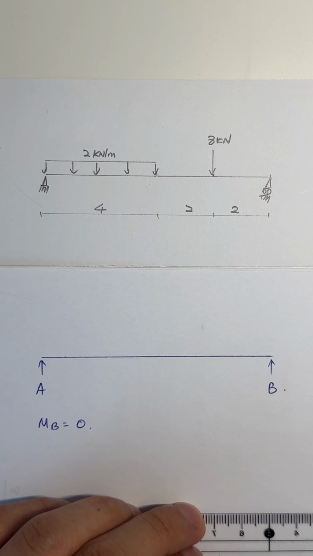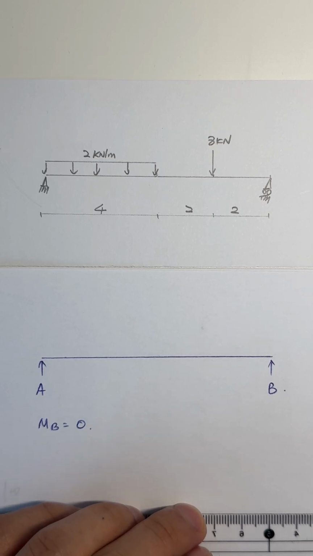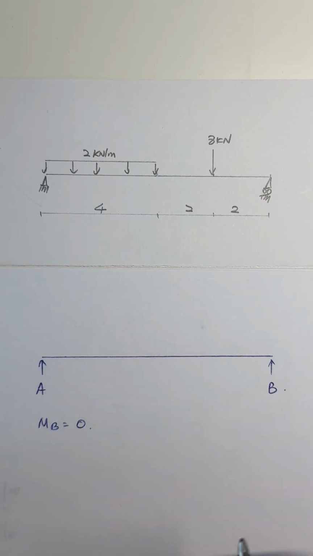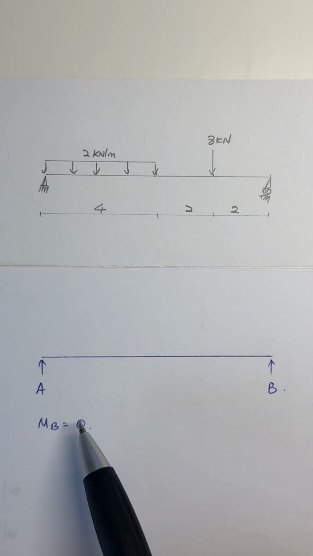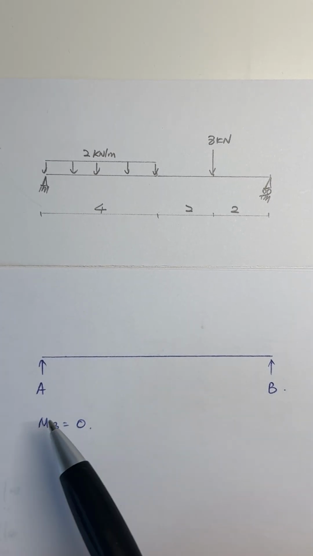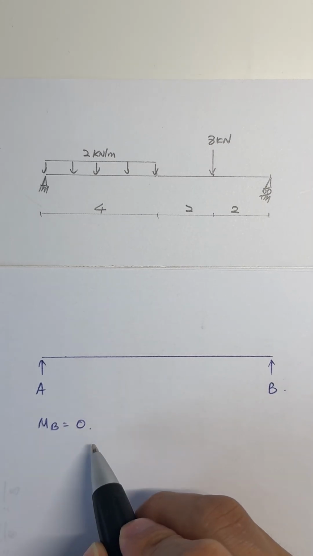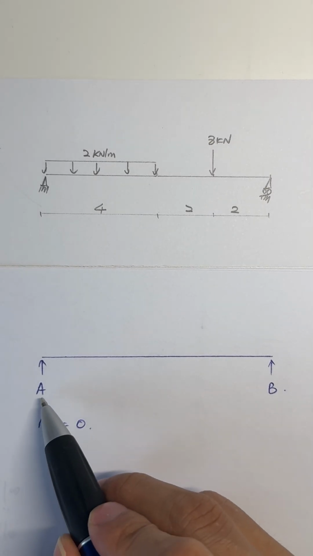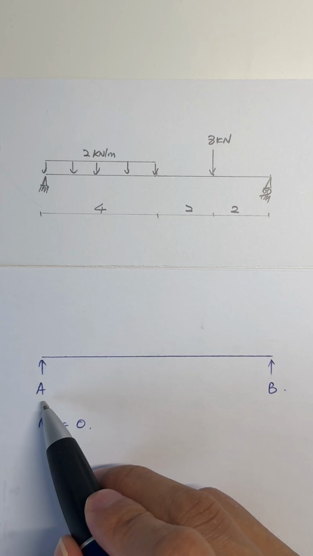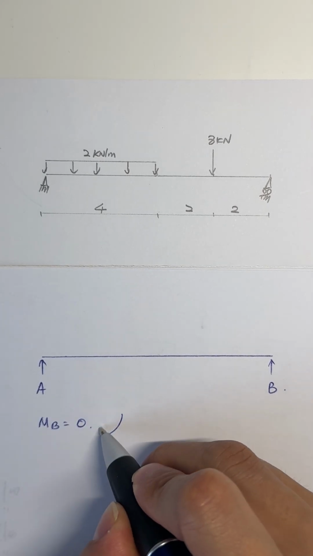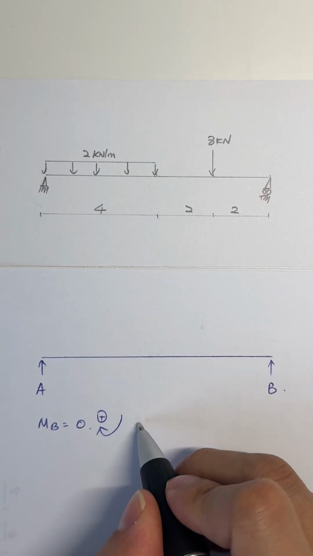But in this case, we do need to use equilibrium equations to solve at least one reaction, and start from there. You can set your moment at B or A equal to 0, either way it doesn't matter. I'll just take moment B equals 0. I need to solve the reaction at point A. So moment B equals 0, clockwise is positive.